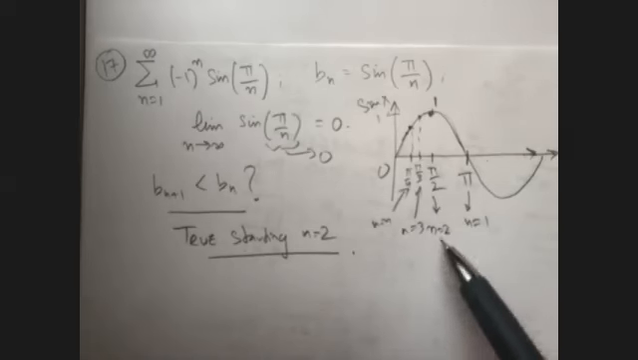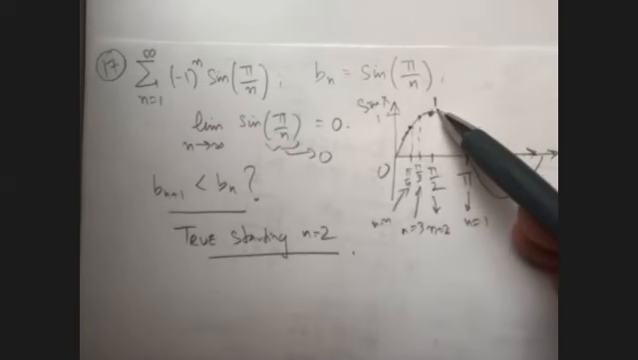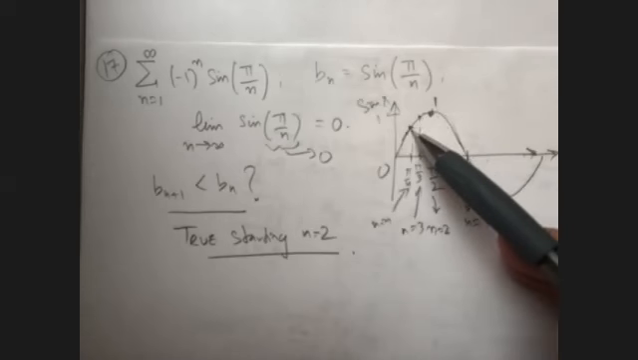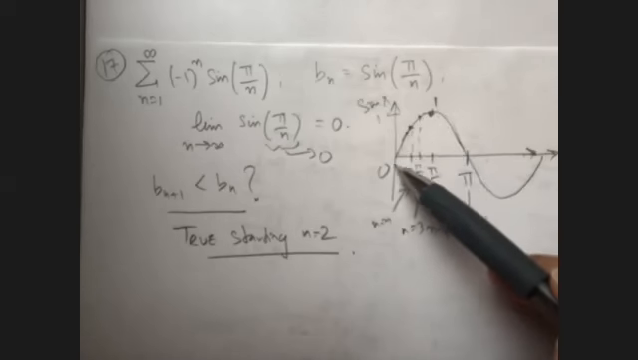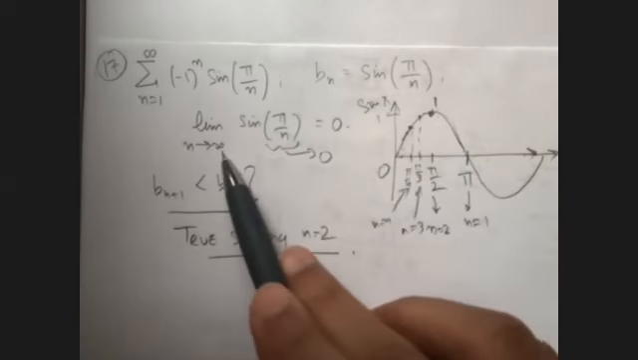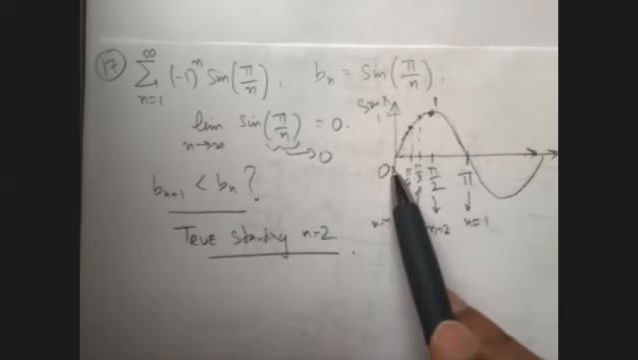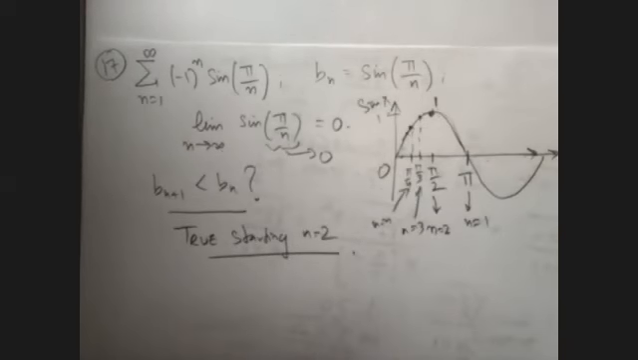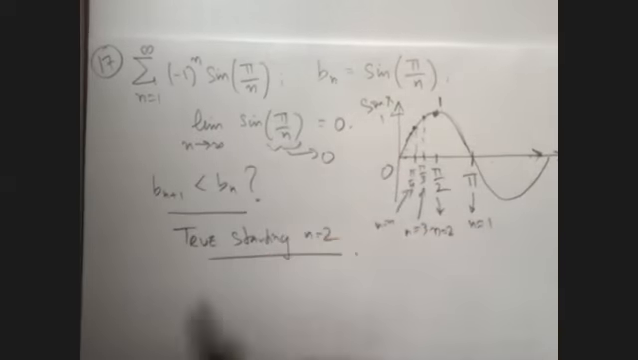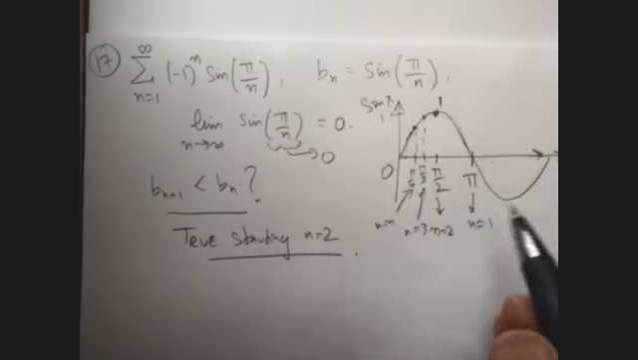Because for n equals 2 the maximum is pi over 2. And when n is 3, it is pi over 3, and then pi over 4. And as n goes to infinity, this becomes 0. So as n goes to infinity, we'll have 0. So therefore, we conclude that this is convergent.